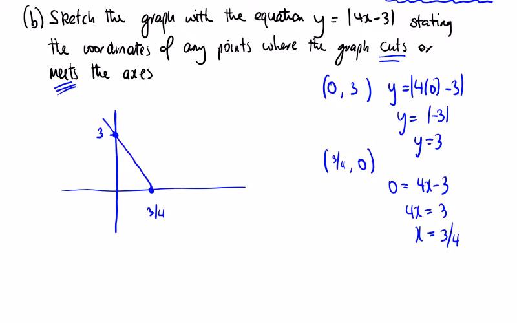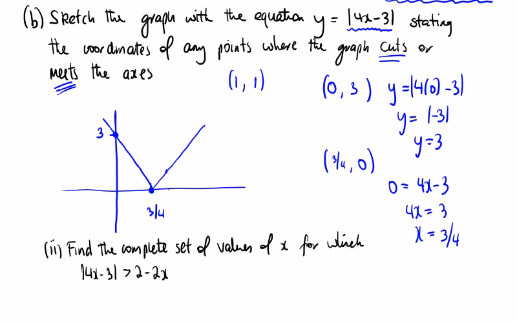Let's get one more point to the right of 3 over 4. Let's just take if x is equal to 1. If x is equal to 1, 4 times 1 minus 3 is 1. So y is equal to 1. So approximately here with the point 1, 1. And it's obviously a mirror image going in the other direction.